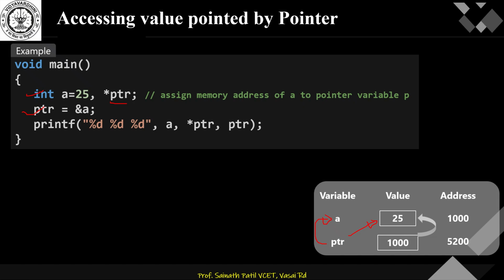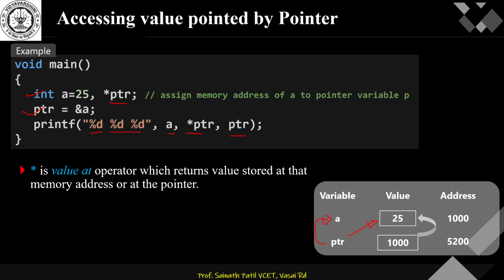And using a printf statement, I am printing three different values: %d, %d, %d, comma a, that is the normal variable, star ptr and ptr. Now star is the value at operator. That means here we are using star ptr. Now in this case, this star signifies what is the value at ptr. Star used in the declaration tells the compiler that ptr is not a normal variable, and later on whenever star comes in the program, it tells the compiler that it is accessing the value at ptr.